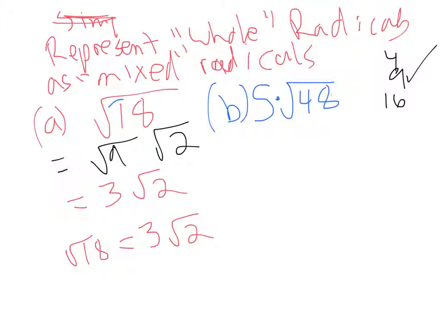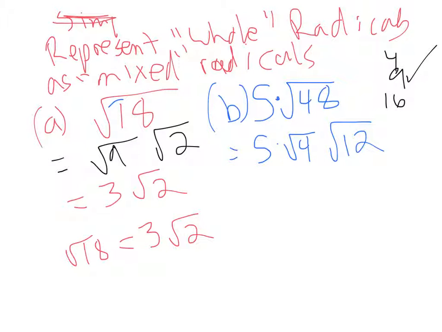But what I want to do is get as much as I can out from underneath that radical sign. So any square factors have to come outside, and that means it's simplified fully. So 4 goes into 48. Let's try that. I've got 5 times root 4 times root 12, because 4 times 12 is 48.